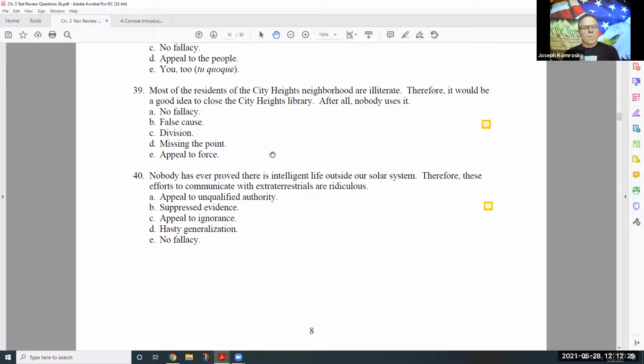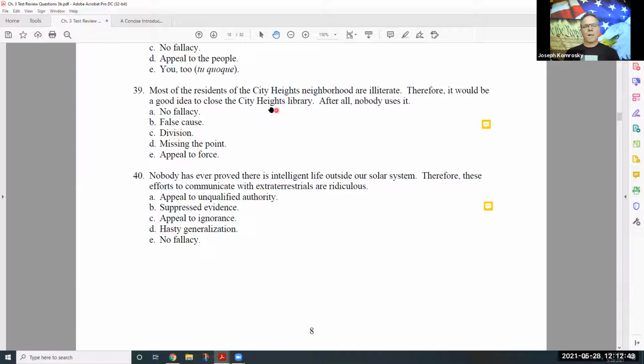39. Most of the residents of the City Heights neighborhood are illiterate. Therefore, it would be a good idea to close City Heights Library. After all, nobody uses it. Oh, something seems wrong here. This is missing the point.